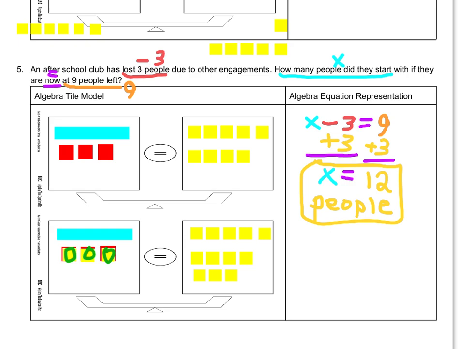So we added 3 to both sides. This zeroed those out. That leaves us just with the x on the left. And then we had 9. We added 3 more. That's a total of 12. 12 what? How many people? So 12 people. Should have gotten that answer.